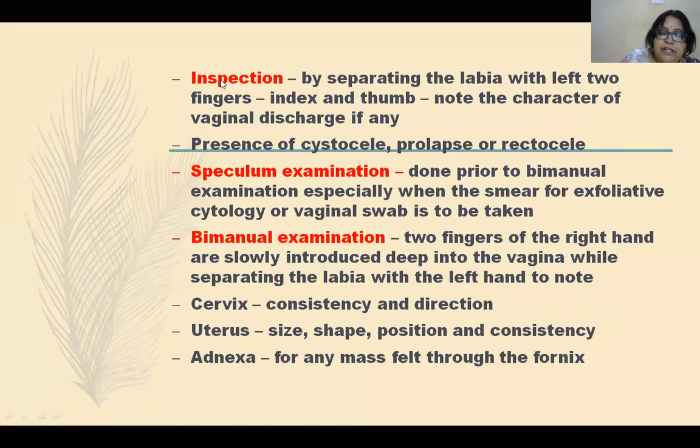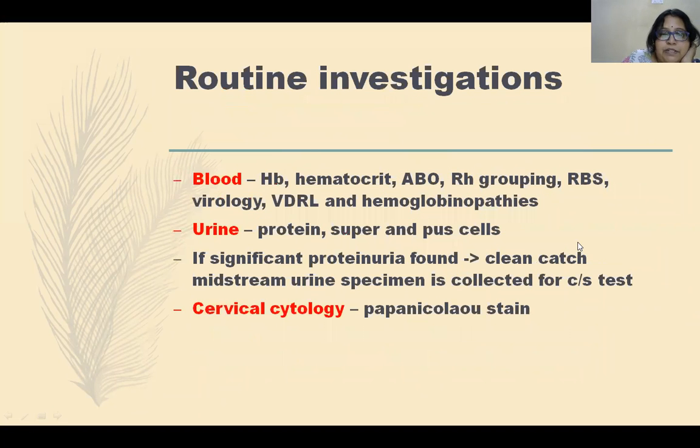So what do you do in vaginal examination? You have to inspect by separating the labia with the index finger and thumb. Then you will note if there is any vaginal discharge. Next, speculum examination: a bivalve Cusco's speculum is introduced, and if any swab should be taken, it has to be taken. Next, bimanual examination is done with 2 fingers of the right hand, and you have to note the cervix, uterus, and adnexa. So this is how vaginal examination is done.